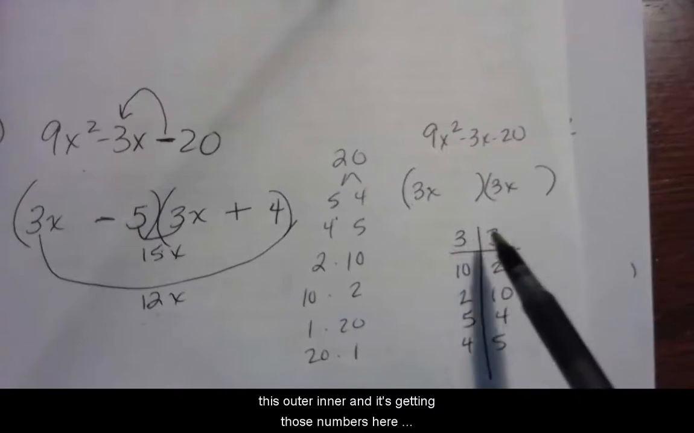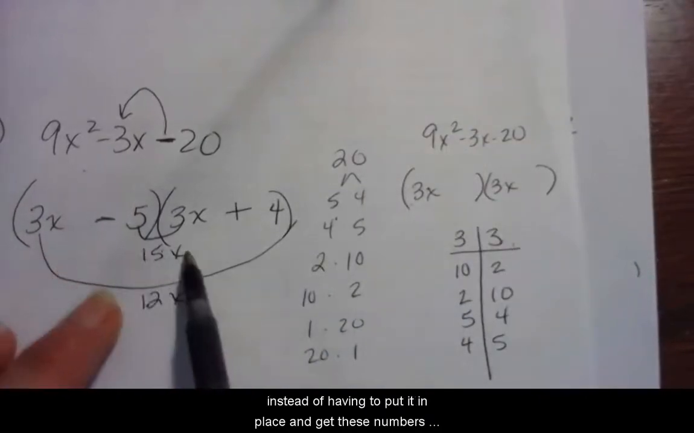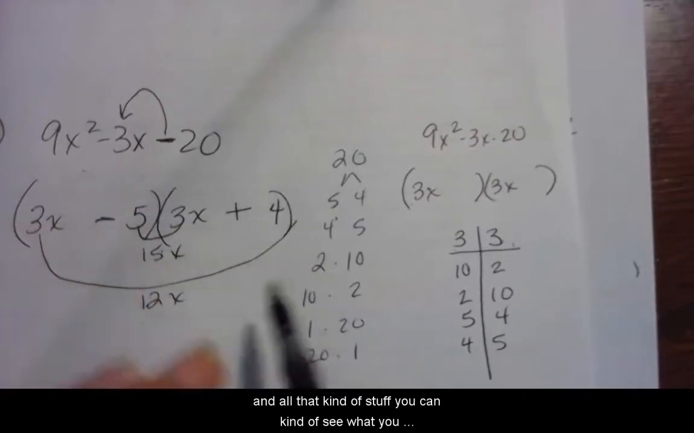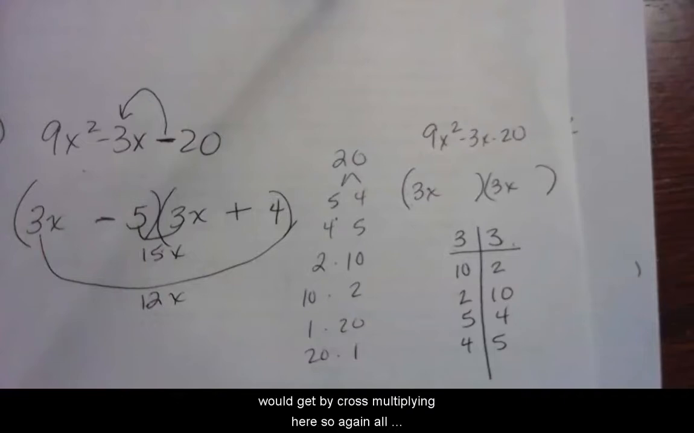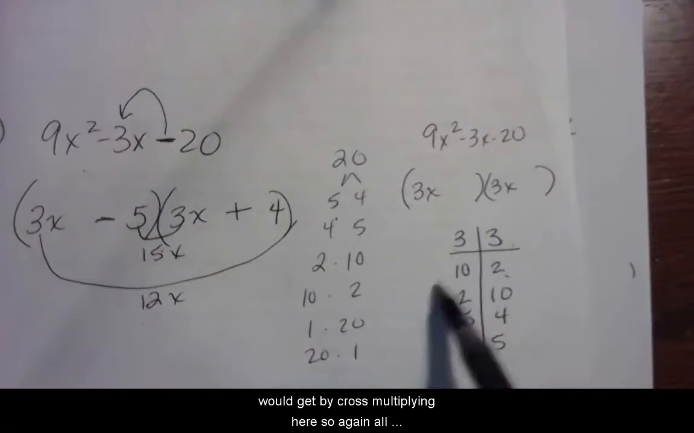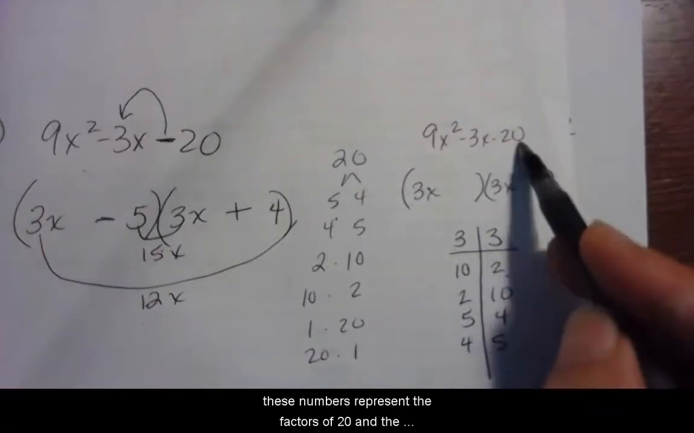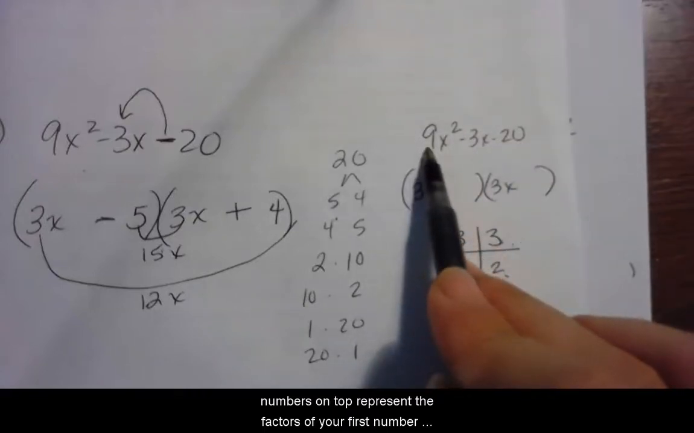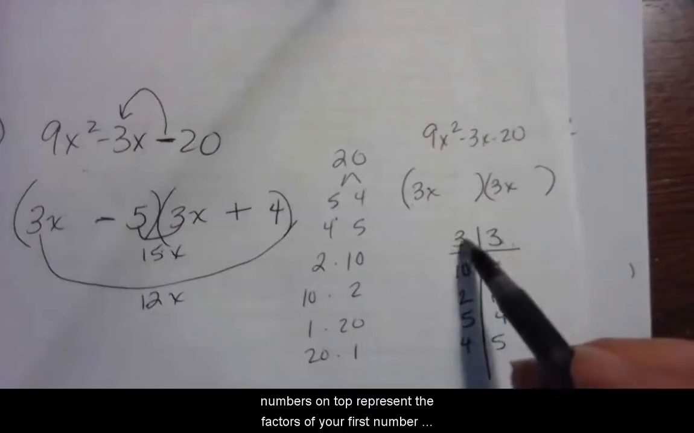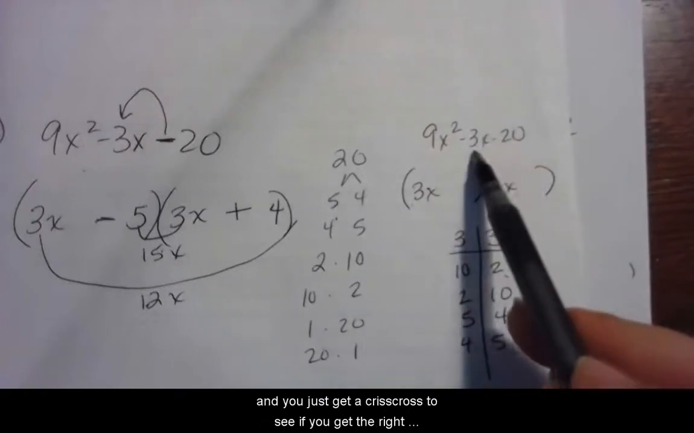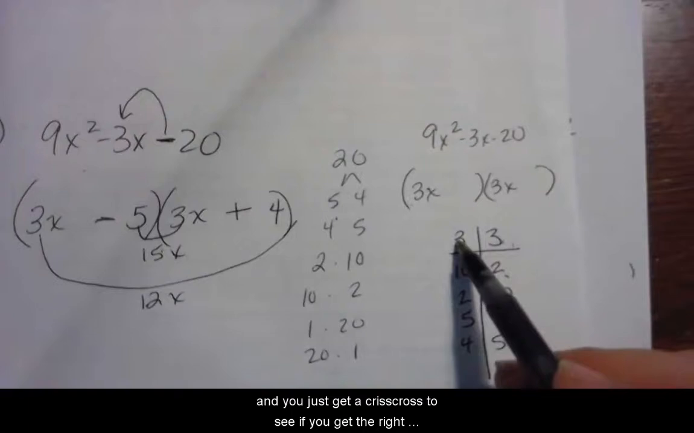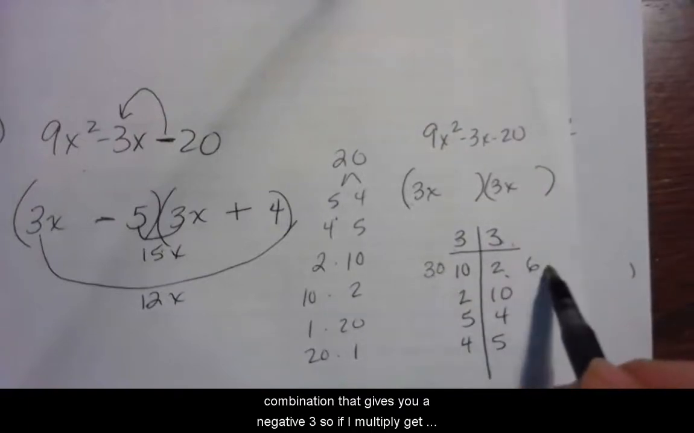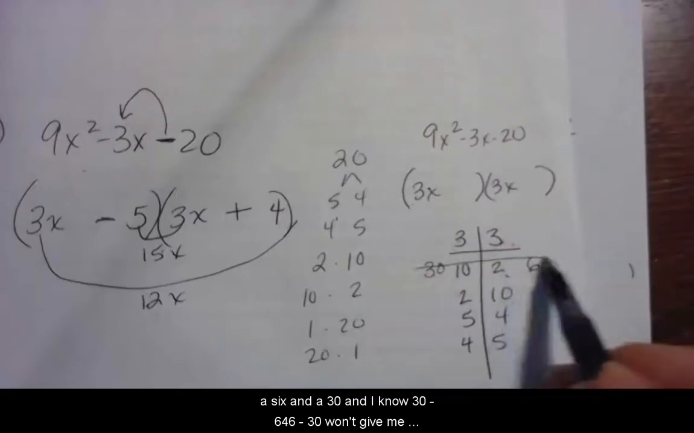Anyway, when you go to do this outer inner, instead of having to put them in place and get these numbers and all that, you can see what you would get by cross multiplying here. So again, all these numbers represent the factors of 20, and the numbers on top represent the factors of your first number, and you're just going to crisscross to see if you get the right combination that gives you a -3. So if I multiply, I get a 6 and a 30, and I know 30 minus 6 or 6 minus 30 won't give me -3.